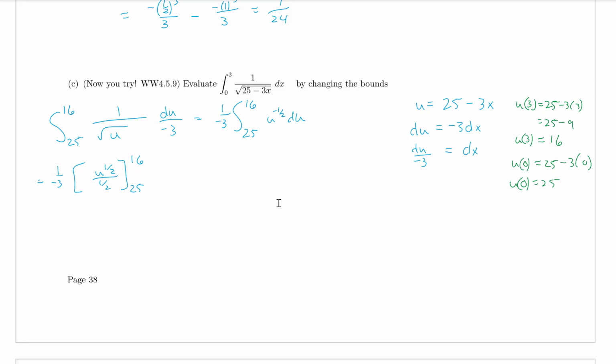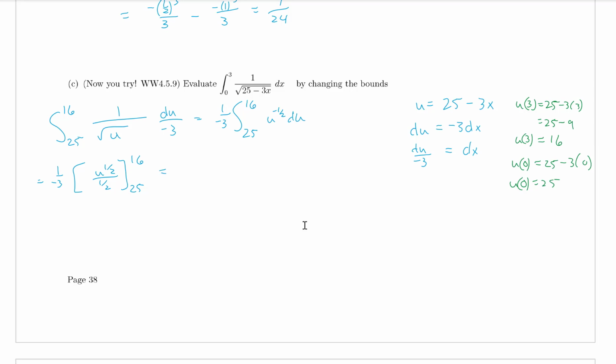It is a little bit weird that our bounds are a bigger number on the bottom and the lower number on the top. But that is the way that it works out. And this is being made up by this negative that we're getting from our du right here. So that negative counteracts the fact that these are going to be upside down and give us a negative integral.